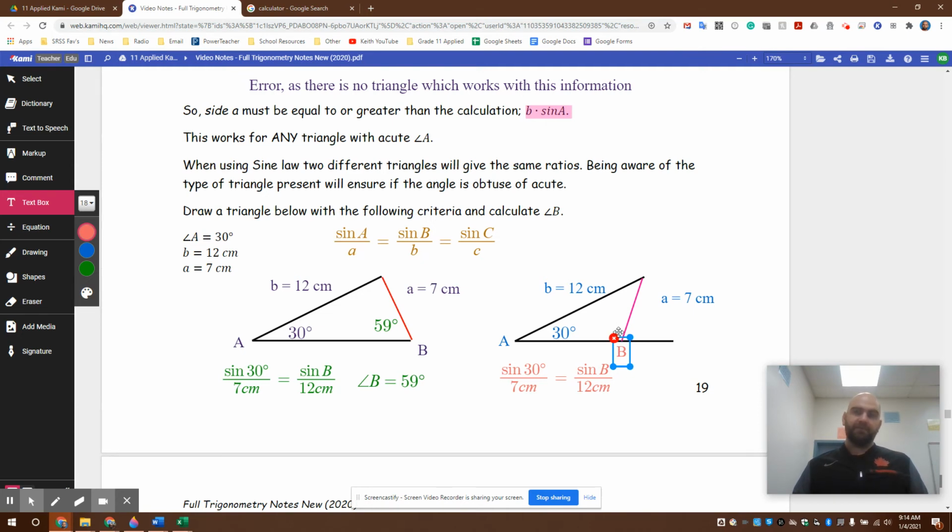Does that look like 59 degrees? Nope. You should be able to see that that's not 59 degrees. 59 degrees is a small acute angle. This is definitely not a small acute angle.